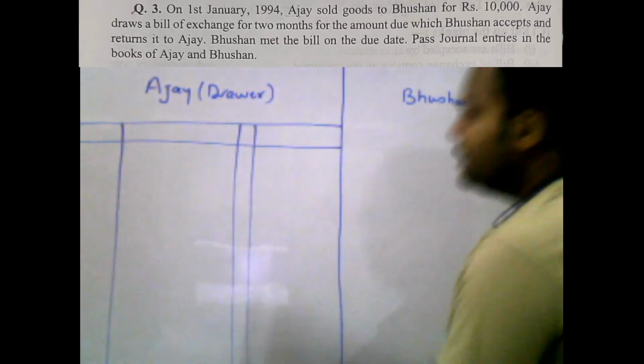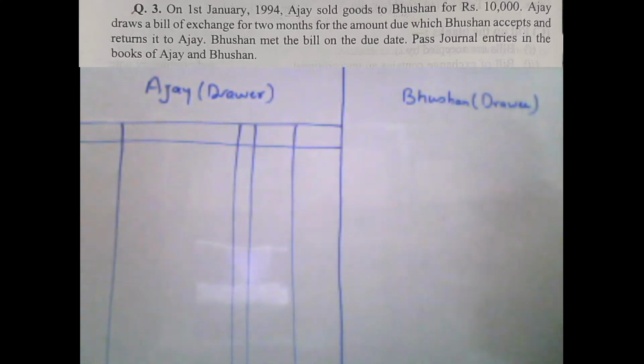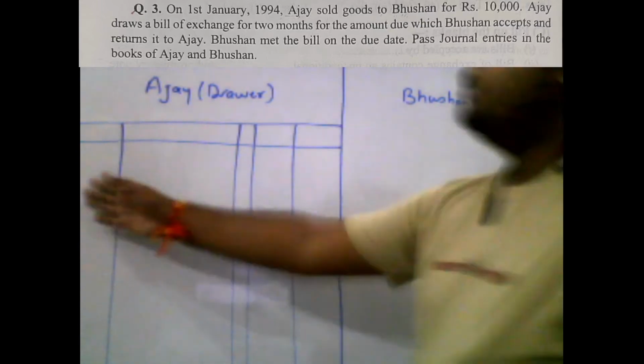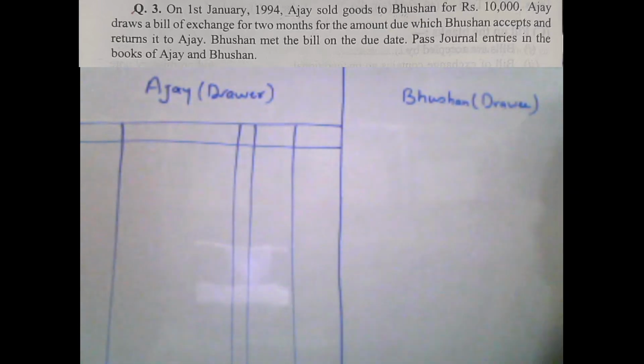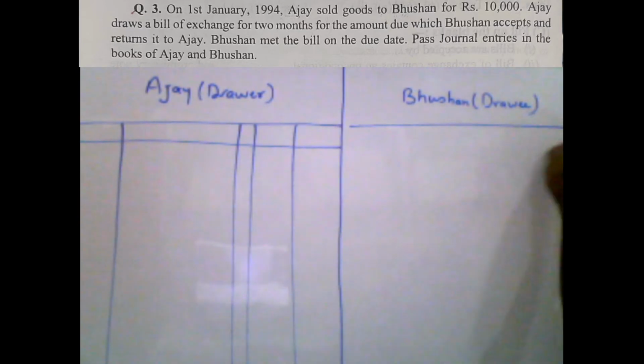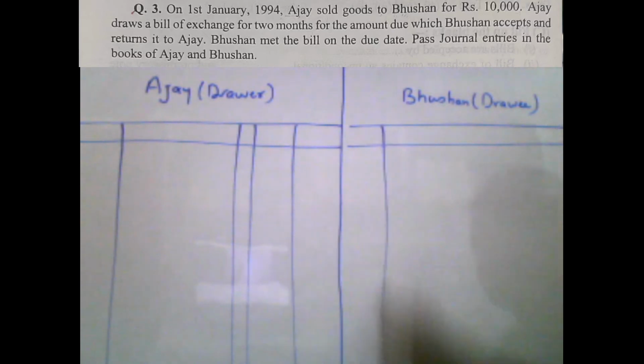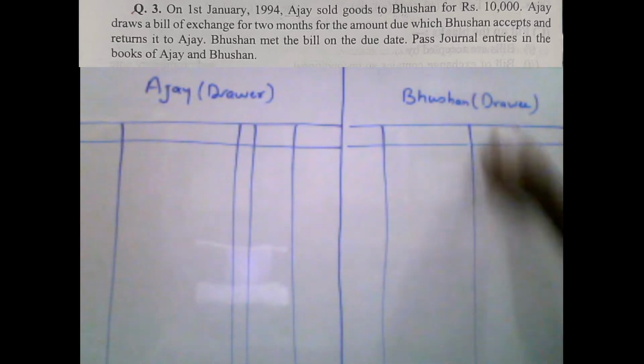This is the format of the journal. The format of the journal is date, particular, LF, amount debit and amount credit. And what is the format of the journal in the books of drawee? It is the same: date, particular, LF, amount debit and amount credit.